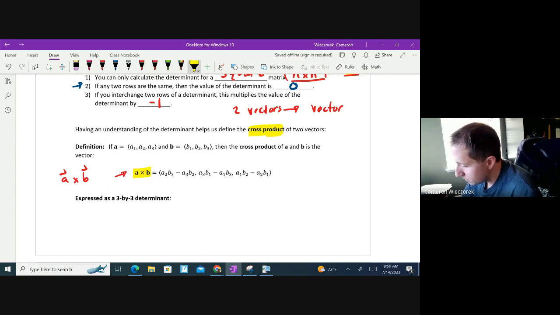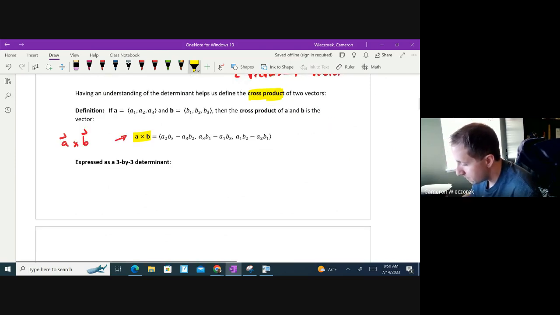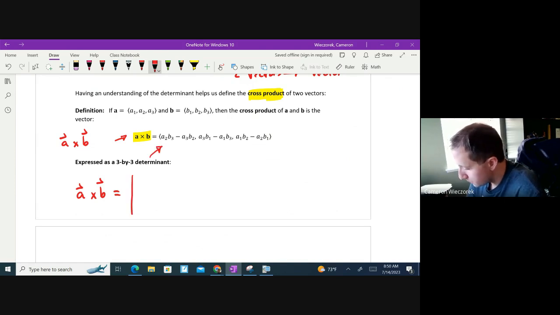And then, how do we figure out what all these entries are? The result looks like we have A2 times B3 minus A3 times B2, A3 times B1 minus A1 times B3. It just looks like a lot of jumble. The easiest way to remember this is when it's expressed as a determinant. So what I do, and you'll see where we get this exact formula, is put my standard basis vectors in the top row: i, j, and k, 1, 0, 0, 0, 1, 0, 0, 0, 1.